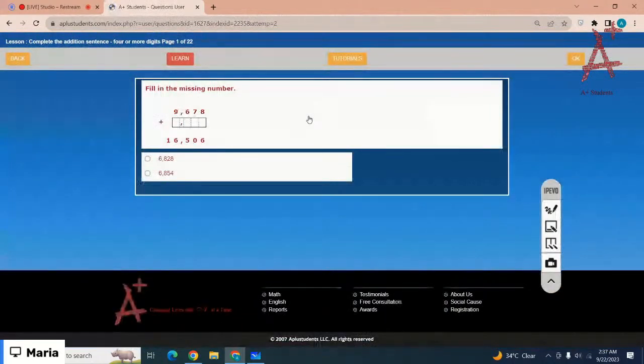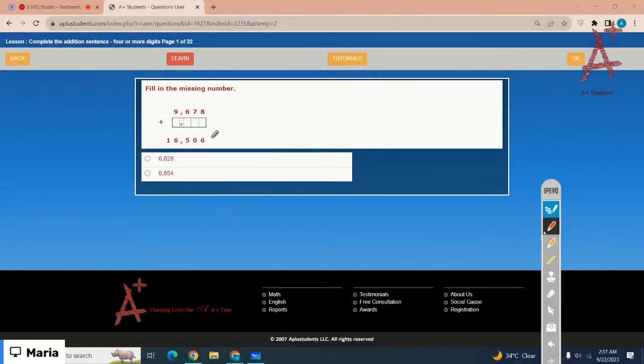Okay, fill in the missing number. So, which number is missing? Be quick. Which number is missing? You are given 9,678 plus the missing number equals 16,506. So, how do you calculate the missing number? You have to subtract the given number out of the sum, right? 16,506 is the sum of these two numbers, right?